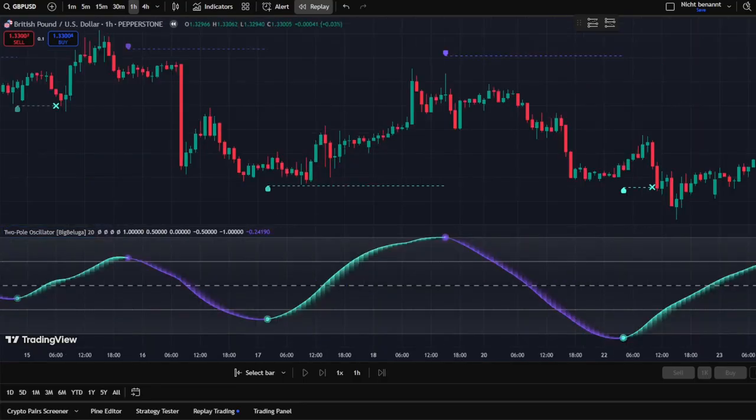Let's have a look at how we use the signal by identifying overbought and oversold conditions on the chart. Looking at the indicator, we have a midpoint located at the 0 point on the indicator scale.